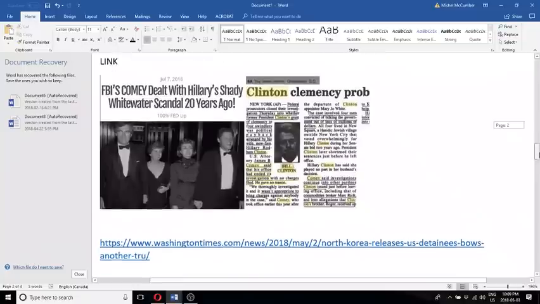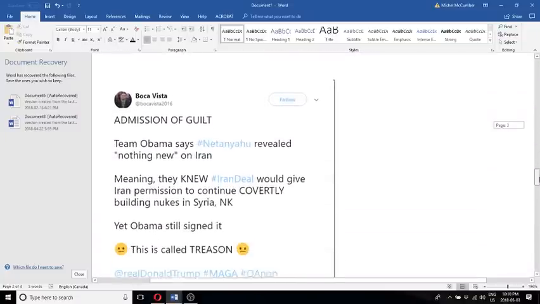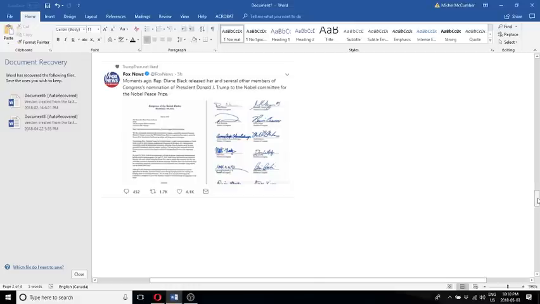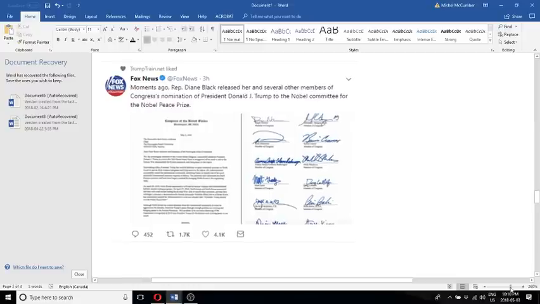Now let's go down to, let me see. Got all sorts of little things. I'm sure you have heard by now that Trump has been nominated for a Nobel Peace Prize. And he deserves it. This was Fox News moments ago. Representative Diane Black released her and several other members of Congress nomination of President Donald J. Trump to the Nobel Committee for the Nobel Peace Prize.